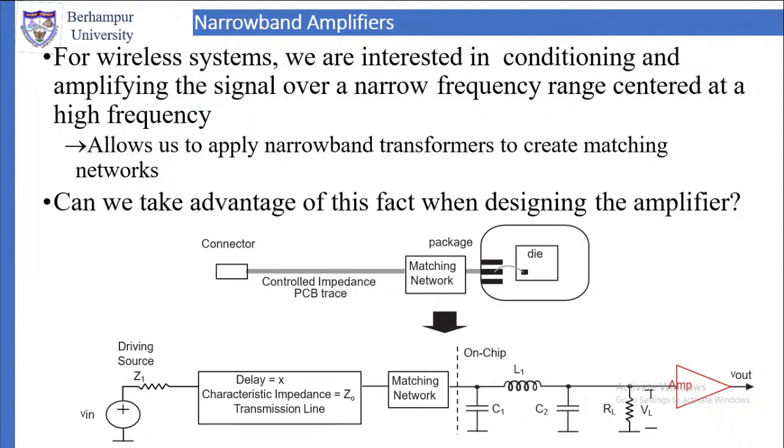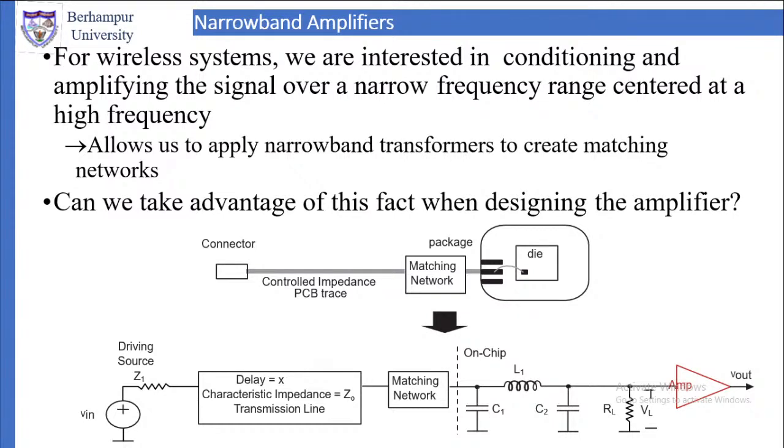Then we will come to the narrowband amplifier. Up to now we have discussed broadband amplifiers. Now let us start discussing the narrowband amplifiers. For wireless systems, mostly we are interested in conditioning and amplifying the signal over a narrow frequency range centered at a high frequency. This allows us to apply narrowband transformers to create matching networks. So mostly we are dealing with narrowband amplifiers, not broadband amplifiers, in the wireless system.